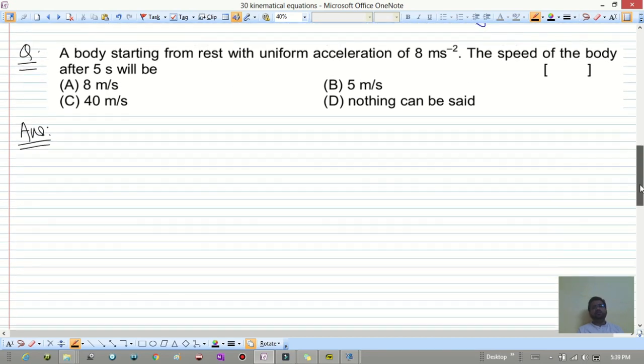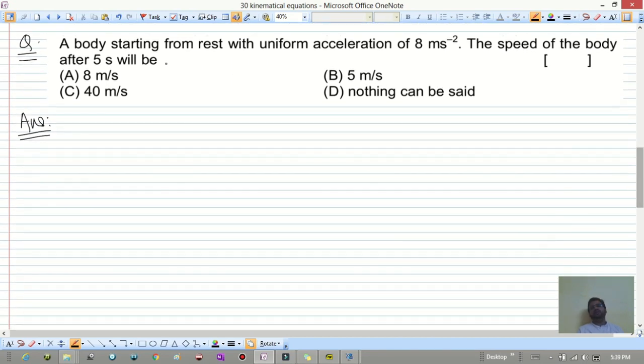Right, now we'll do some problems based on this. It is given a body starting from rest with uniform acceleration 8 meter per second squared. The speed of the body after 5 seconds will be. We want what is the speed of the body after 5 seconds. It is starting from rest.